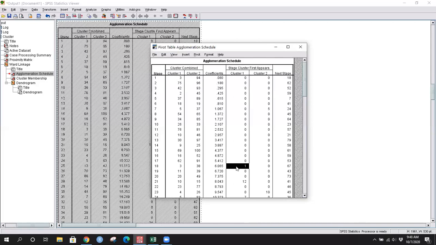Now let's go further. Now you come on to this 67. 67 means now the next stage in which you might see either of these two people is the 67th stage. So let's go.